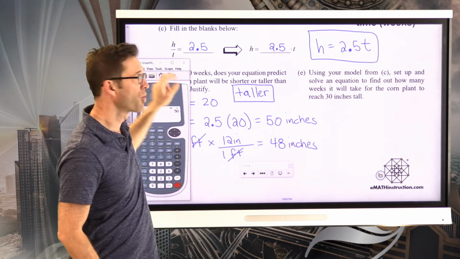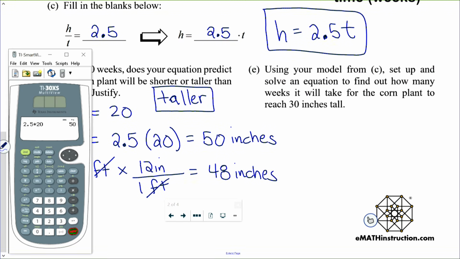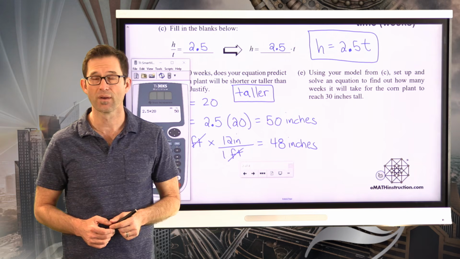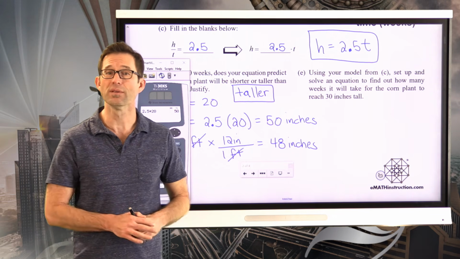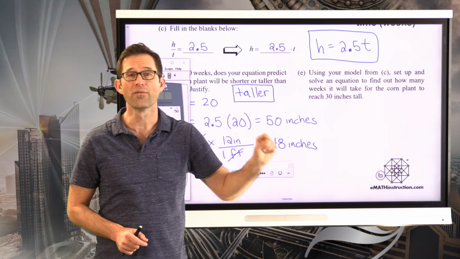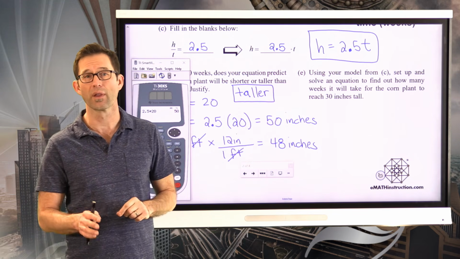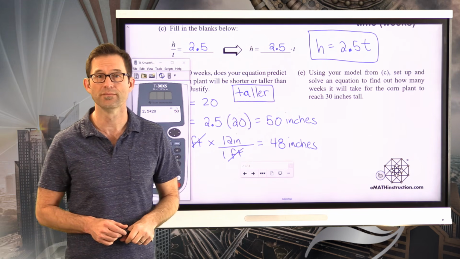All right, last part of this problem, letter E. Using your model from C, set up and solve an equation to find out how many weeks it will take for the corn plant to reach 30 inches tall. All right, pause the video now and see if you can use this equation to figure out how many weeks it takes for the corn plant to become 30 inches tall.